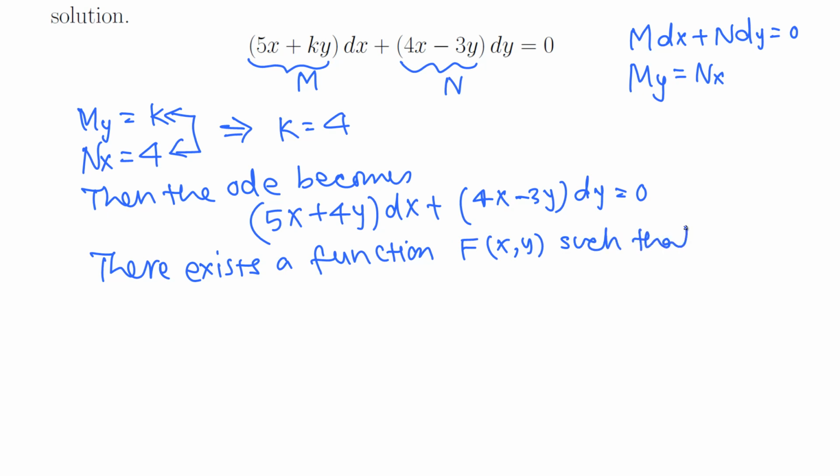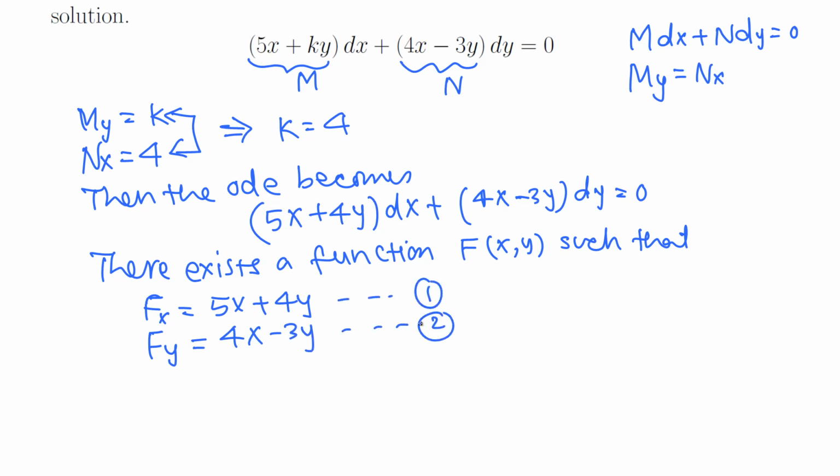such that when we find the partial derivative of this capital F with respect to x, that gives the first part, that's M, 5x plus 4y, and when we find the partial of F with respect to y, we get this, 4x minus 3y. Let me call these equation 1 and equation 2. And we know that the solution of this ODE is just this function to be determined, the function equals constant. This will be the solution.